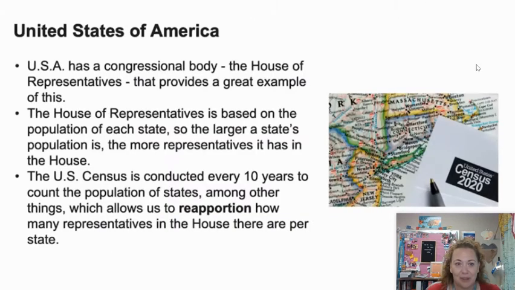All right, here's an example. United States of America, we have the House of Representatives. We know that is based on the population of each state. So every time a census happens, they will recalculate what happened to a state's population. Interesting fact, the number 435 of how many House reps we have has never changed. They just reshuffle them around.